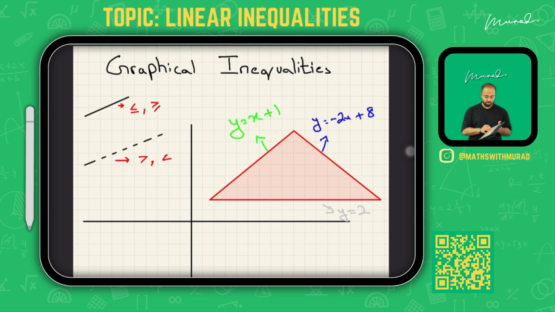Okay, now as you can see, we have graphical inequalities over here. There are two kinds of lines: a solid line and a dotted line. Whenever you have a solid line, you use the signs greater than or equal to and less than or equal to; there is an equal to sign added to the inequality. And whenever you are using a dotted line, you only write greater than and less than, with no equal to attached to it.